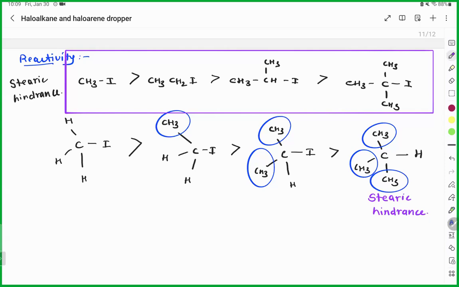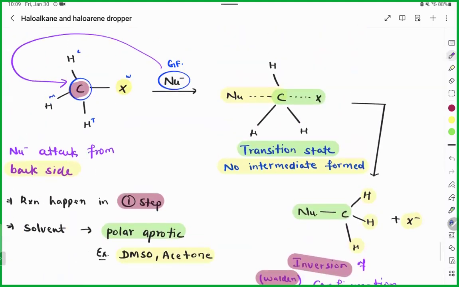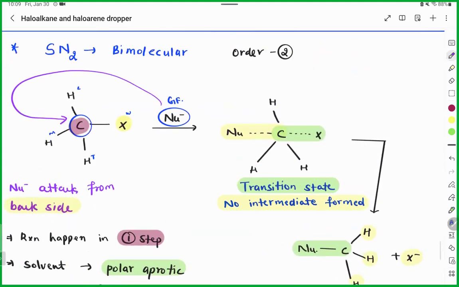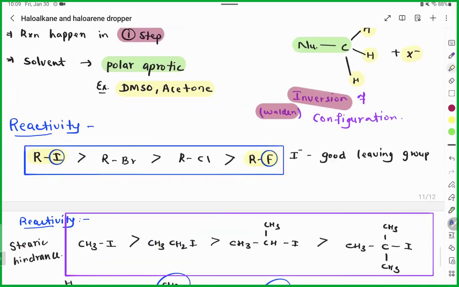So based on this whole reaction, we can say that this reaction is second order, so there will be two factors involved in this process. One is the alkyl halide and the second is the nucleophile. So it depends upon both parts, the alkyl halide as well as the nucleophile. That's why it is a second order reaction. Got it? And your SN2 part is done.